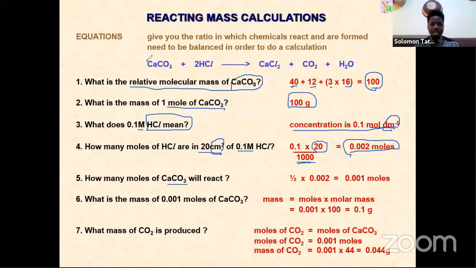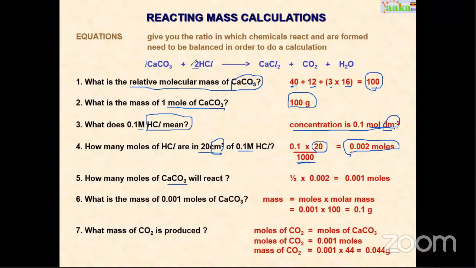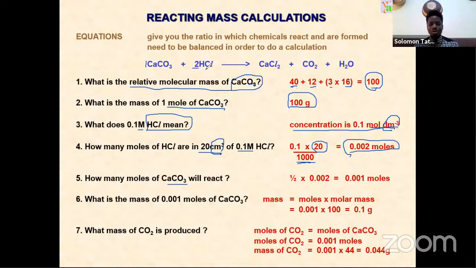In our equation here, we see that 1 mole of calcium carbonate has to react with 2 moles of HCl. Okay, 1 mole of calcium carbonate has to react with 2 moles of HCl. We have the moles of HCl already. We have gotten them, they're here. Okay. So this means that for us to get the moles of calcium carbonate that react, we have to half or divide by 2. You can say half the moles of HCl that react.